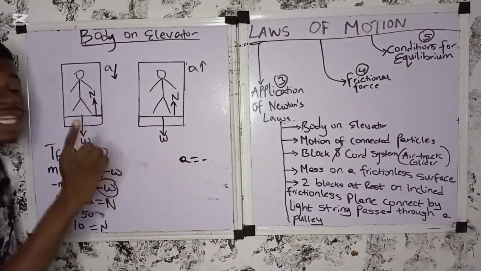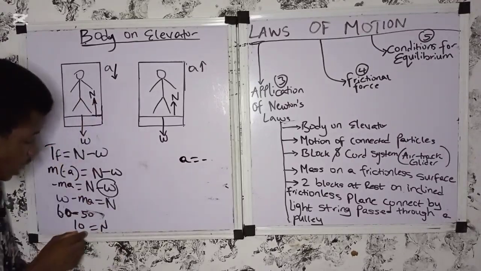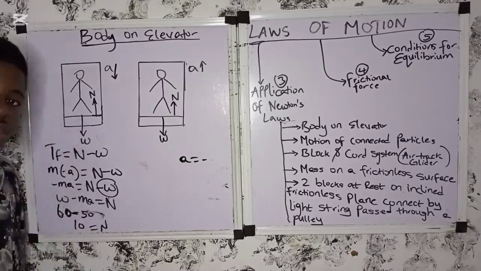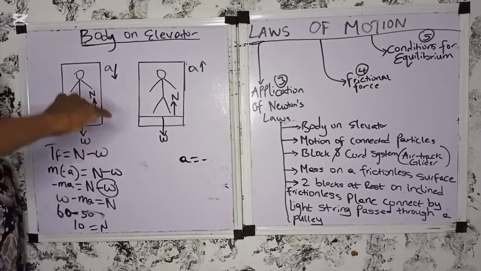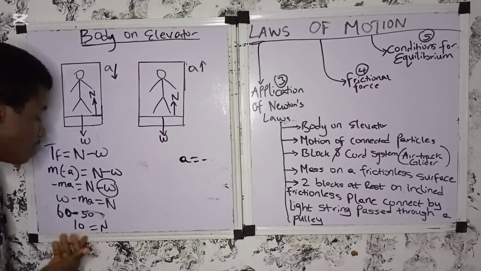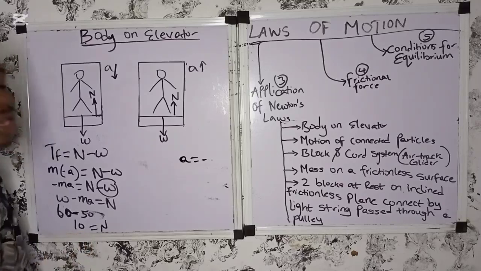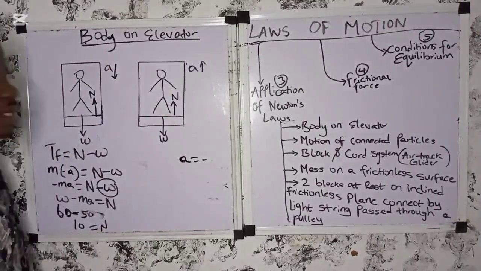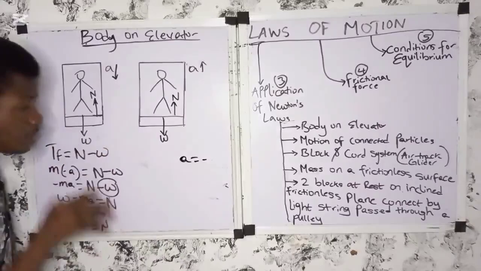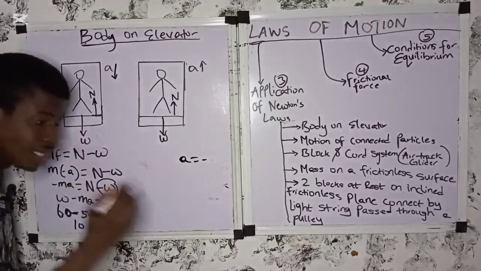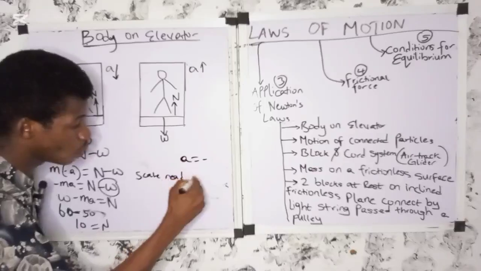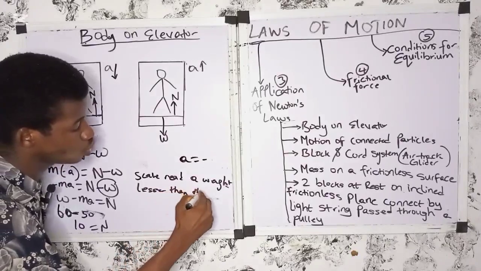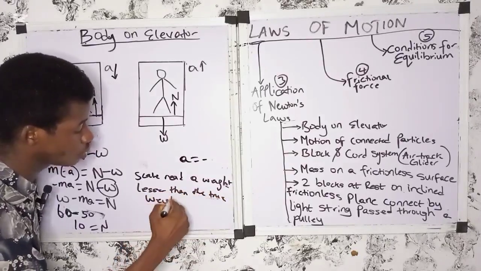So the scale will read what? We read a weight lesser than the true weight of the body. Normally the true weight of the body was 60, right? But when the elevator starts going down, the weight of the body now becomes 10. So this is why when the elevator is going down, you usually feel light. You become weightless, okay? Because during this process, please take note, the scale reads a weight lesser than the true weight of the body.